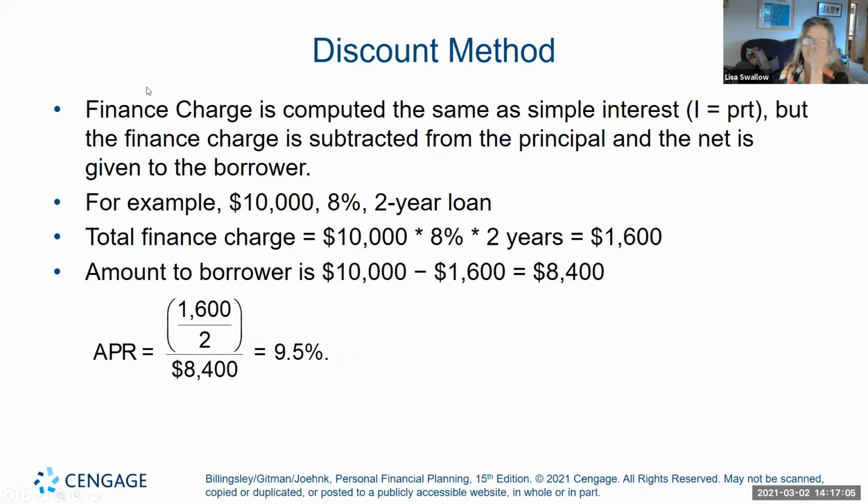Now, there's nothing magic about computing the finance charge. It's still interest times rate times time. I would have put 24/12 in here, not 2 years. And then you subtract the interest from the amount of the loan and you get a check for $8,400. And then you give them back 10,000 at the end of the life of the loan. What's the APR?